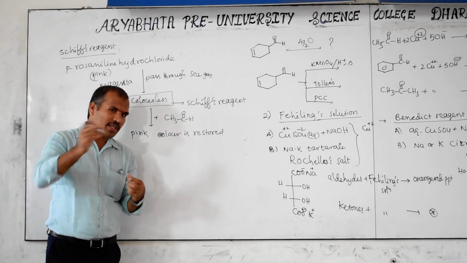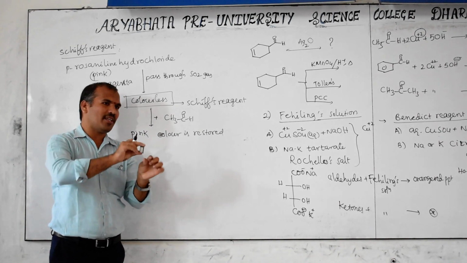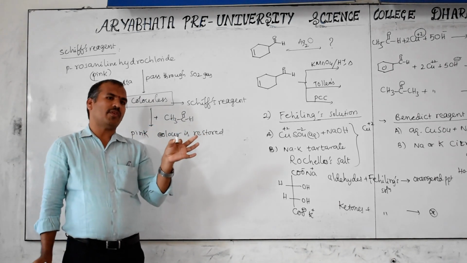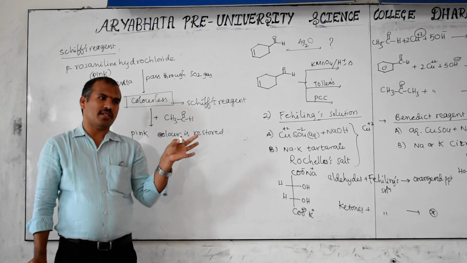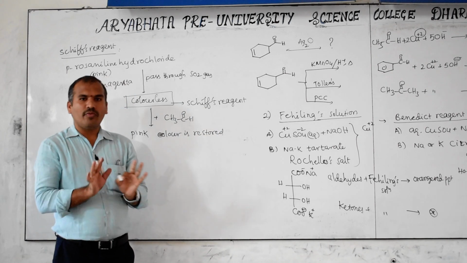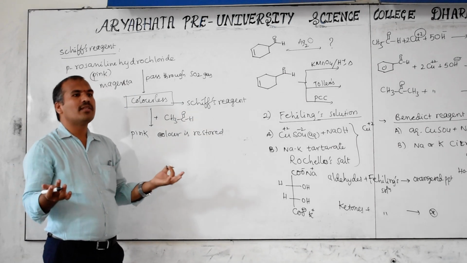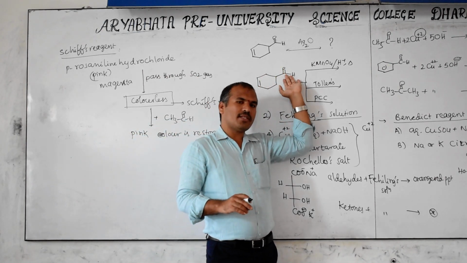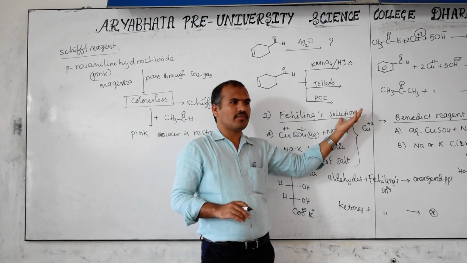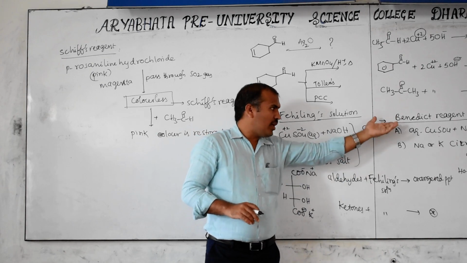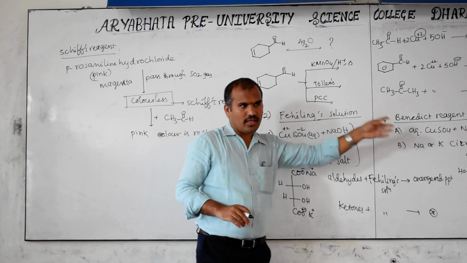Actually, we are not adding Schiff's reagent to the reagent; we add it to the aldehyde. Consider a test tube with the aldehyde. To this we add one drop of Schiff's reagent, and immediately you will get the pink color. That is aldehyde. If you do not get the pink color, that is ketone. Here also, observe: Tollens reagent, only aldehyde gives the positive test. Fehling solution, aldehyde gives the positive test. Benedict reagent, aldehyde also gives the positive test.